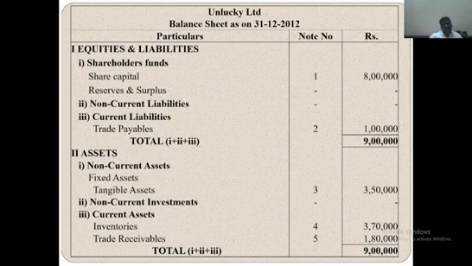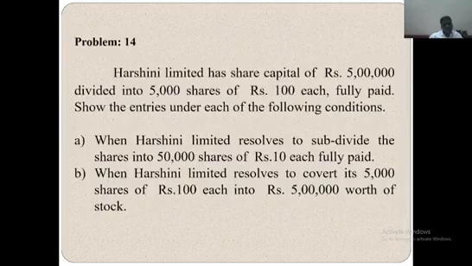The next, assets. Roman letter 1, non-current assets. Fixed assets like tangible assets, note number 3, 3,50,000. Non-current assets, nothing is there, you put nil. Then current assets. Inventories, note number 4, 3,70,000. Trade receivable, note number 5, 1,80,000. Total of Roman letter 1 plus Roman letter 2 plus Roman letter 3, assets 9 lakh rupees. Total liabilities 9 lakh. Total assets 9 lakh.